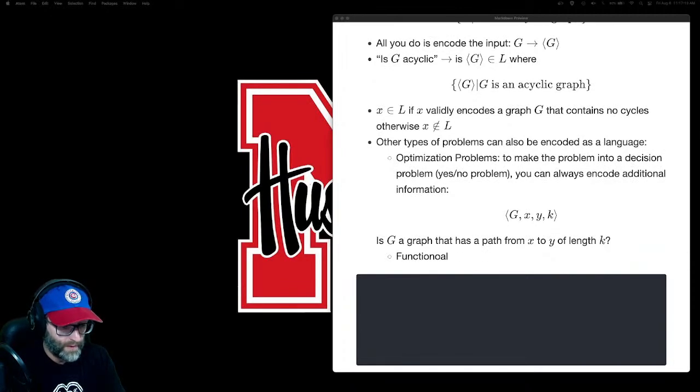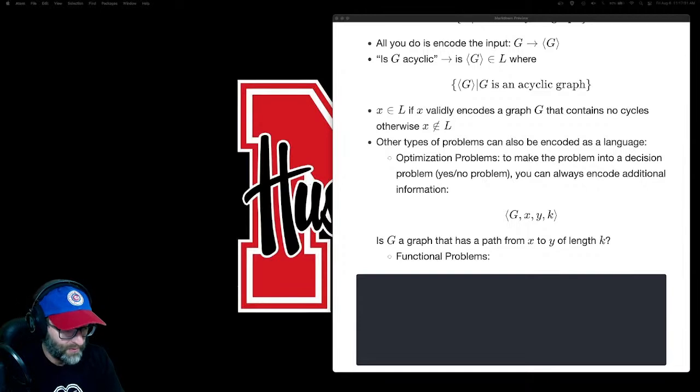Functional problems. Sorry, I am getting a new Mac finally with no butterfly keyboard. Hopefully that will solve these typing problems.